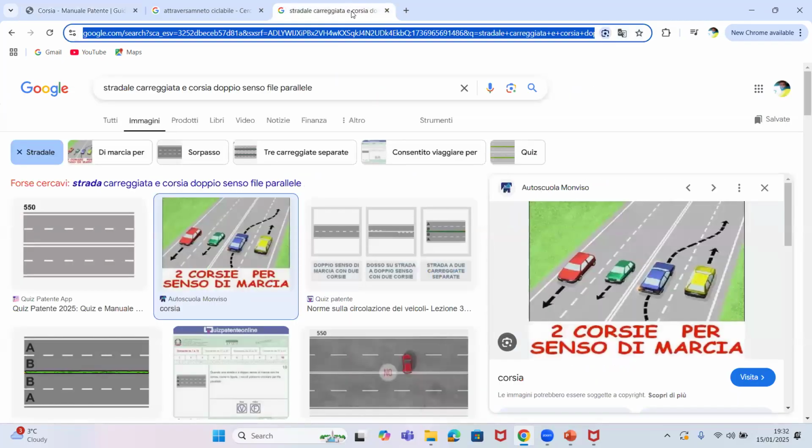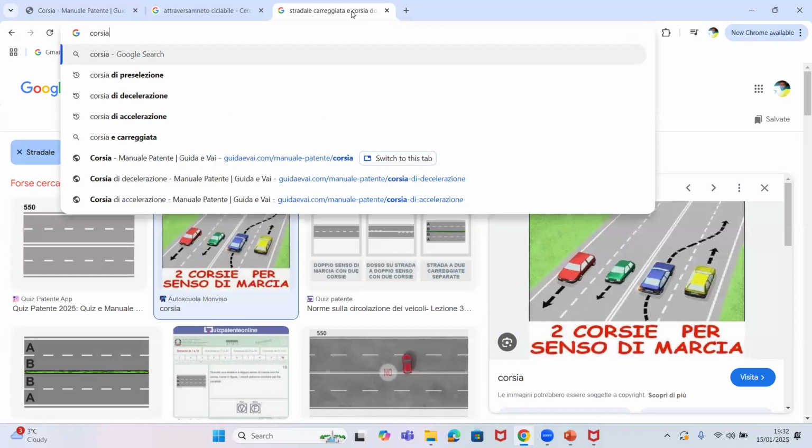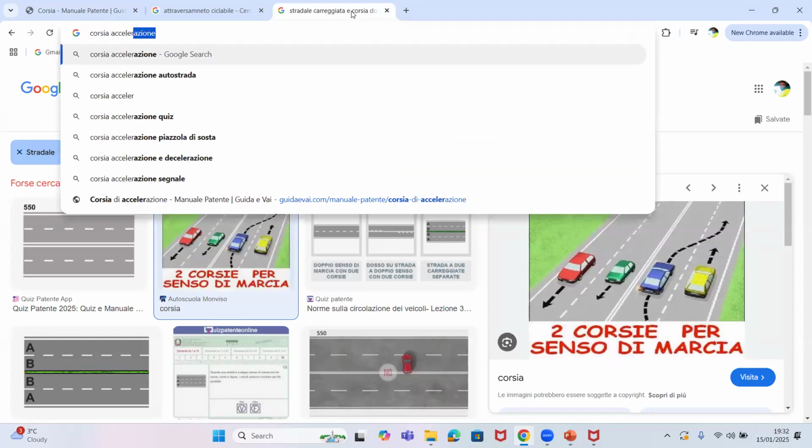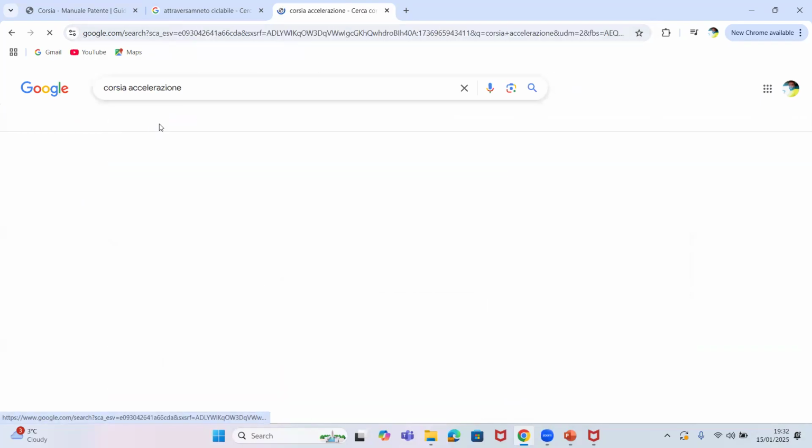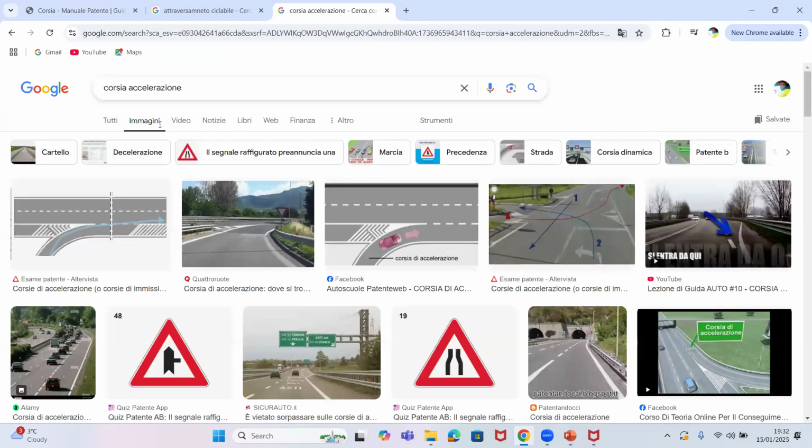Now, before we even do them, let me break them down first, so that when we enter there, it is something we already know. Corsia di accelerazione. I prepared the slide for you guys. Yes, one question: what's the meaning of accelerazione? Now, corsia di accelerazione. Accelerazione means acceleration. Acceleration lane. Like the word, speed: you're accelerating. Now the lane will let you accelerate.